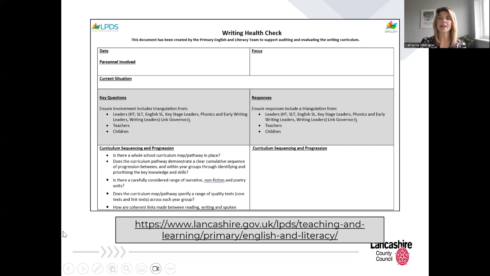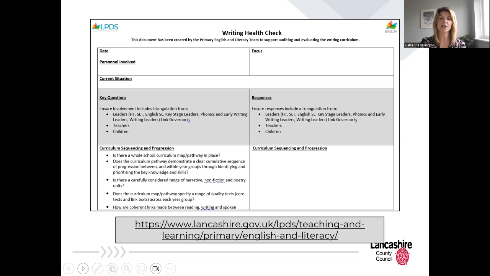And just two more things that you might find useful. We have produced this new writing health check. Again, this is available on our website. The link is at the bottom there. This has been created by ourselves to support auditing and evaluating the writing curriculum back at your school setting.